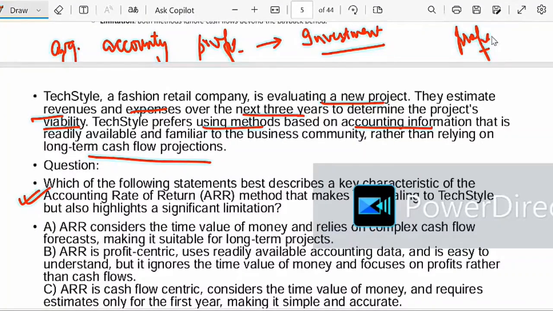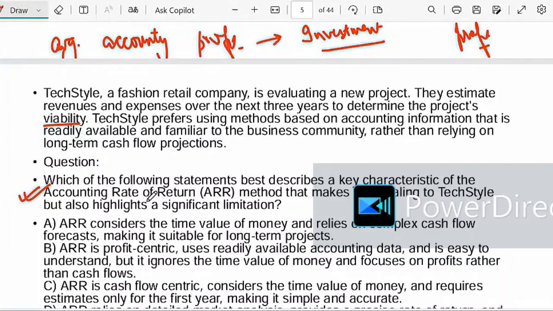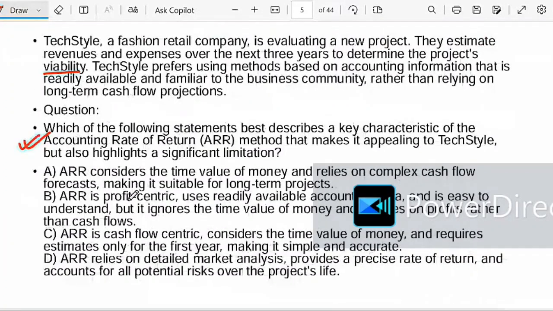Now what is happening here? There is a company called Take Style. You can see this Take Style is preferring the method called ARR. Why is it preferring the method called ARR? The reason is profit.